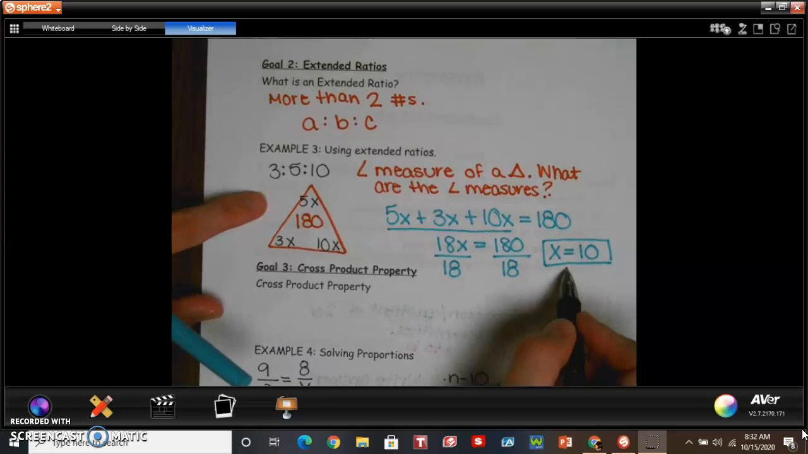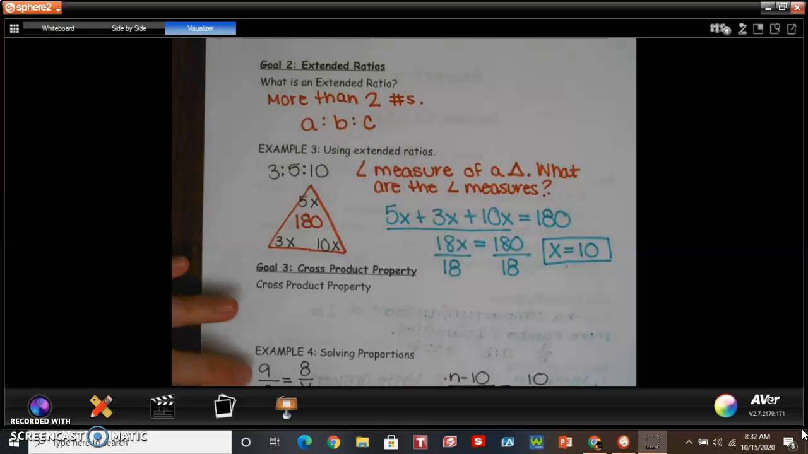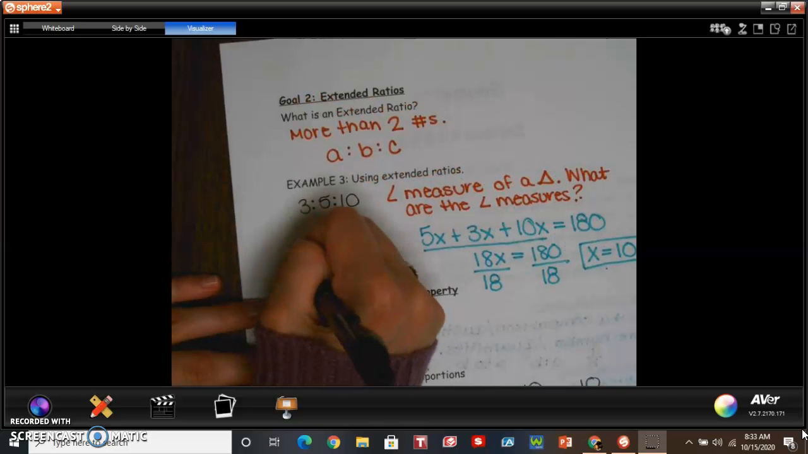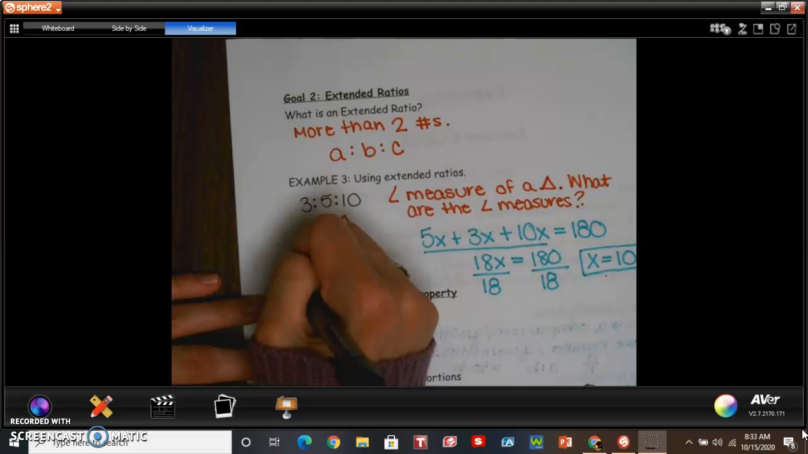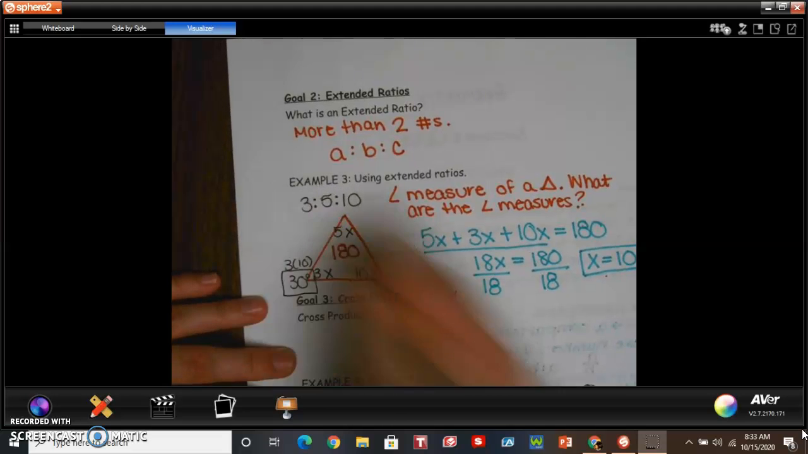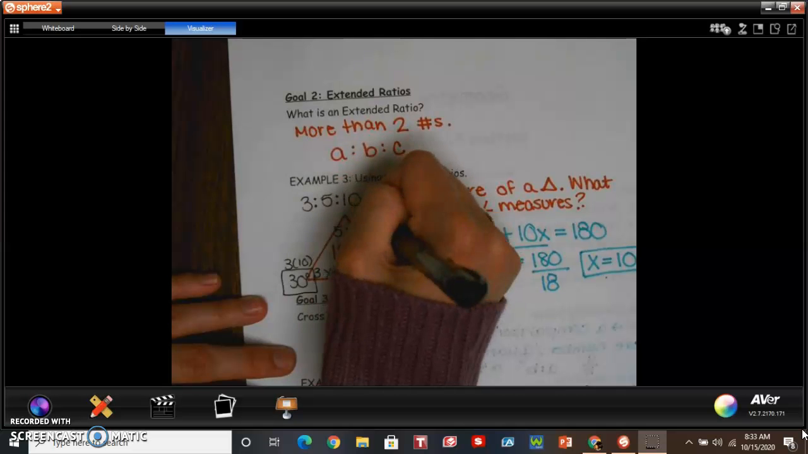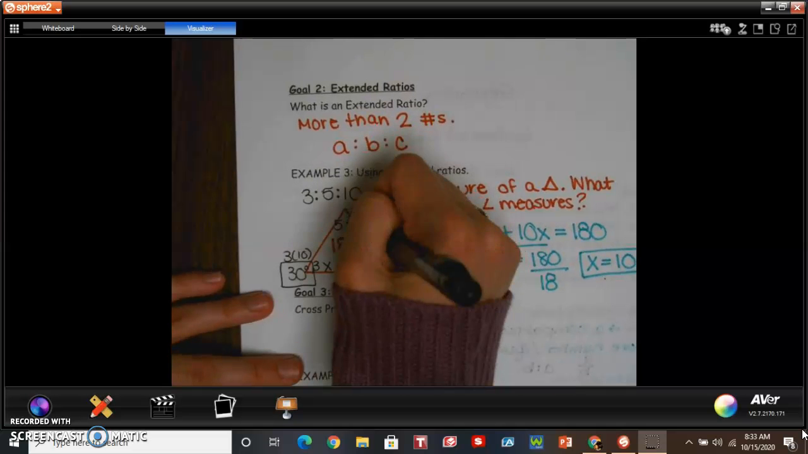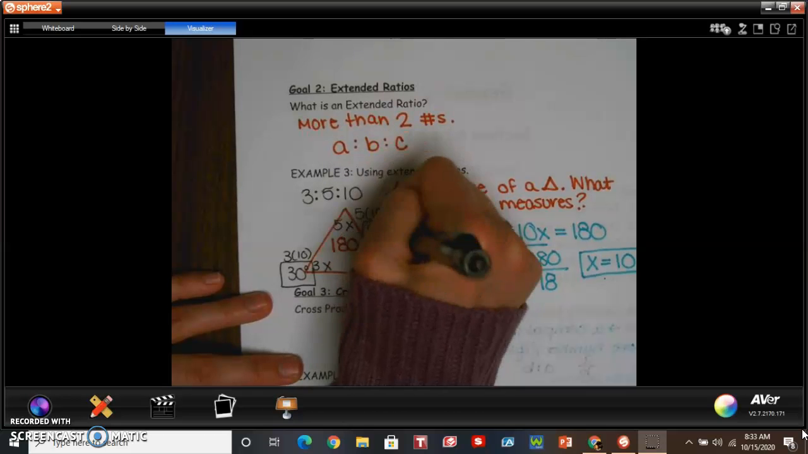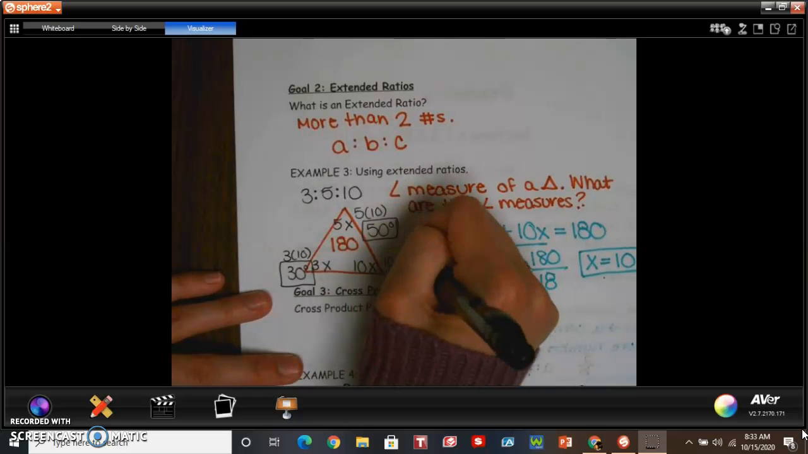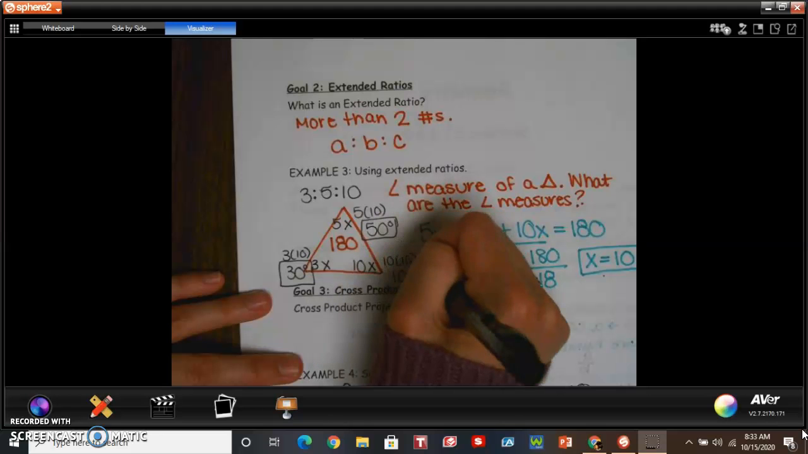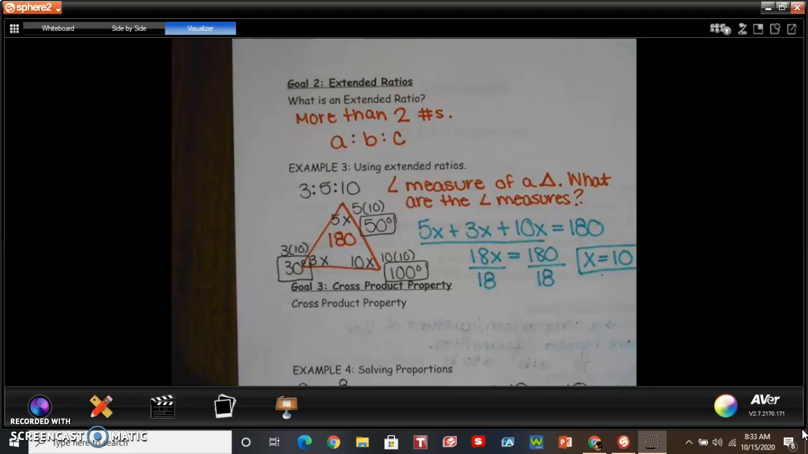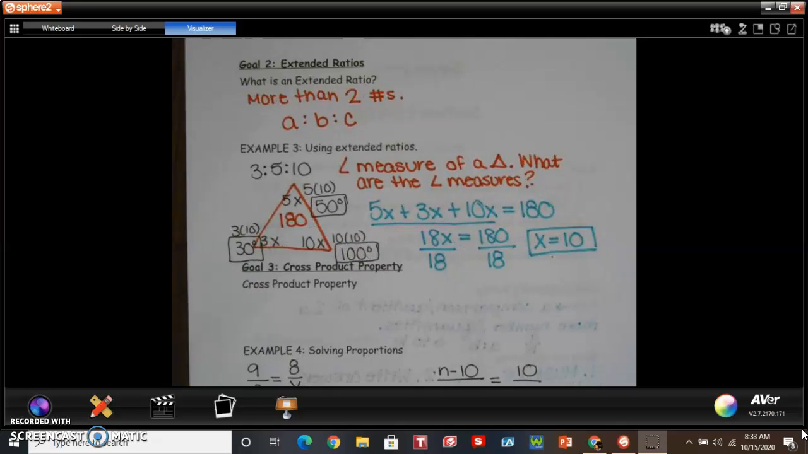So all we're going to do is take 10 and plug it back in. So this one right here would be 3 times 10, which gives us 30 degrees. This would be 5 times 10, which gives us 50 degrees. And this would be 10 times 10, which gives us 100 degrees. Okay, this one will be multiple choice. It'll have on there what x equals and then the 3 angles, and you have to pick the one that is the correct answer. And there are only 3 of those on your homework, okay?